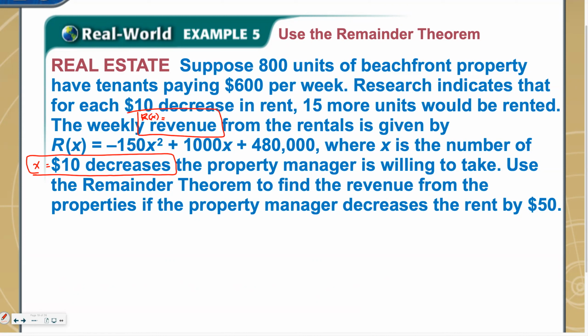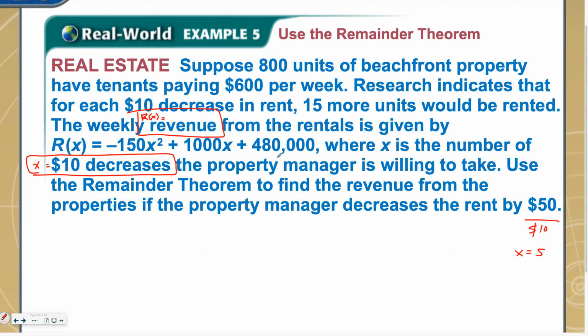So here's the question. Use the remainder theorem to find the revenue from the properties if the property manager decreased the rent by $50. So how many decreases would that be? If we're decreasing by $50, how many actual decreases would that be? What's 50 divided by 10? 5. So X is 5 in this situation.